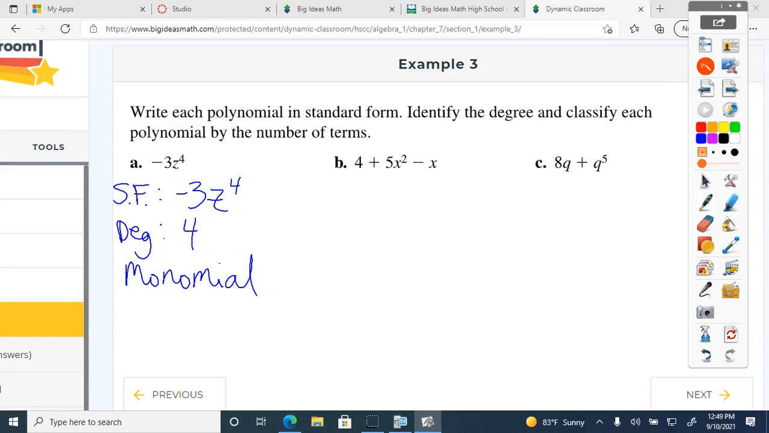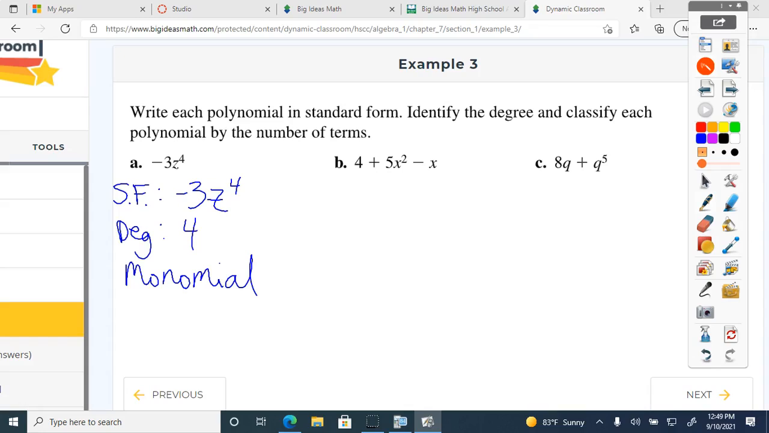Now we didn't talk about anything but a monomial, so let's talk about the other ones. What if it has 2 terms? Binomial, like a bicycle has 2 wheels. A tricycle has 3 wheels. So monomial, binomial. What if it has 3 terms? Trinomial, same reason as a tricycle.